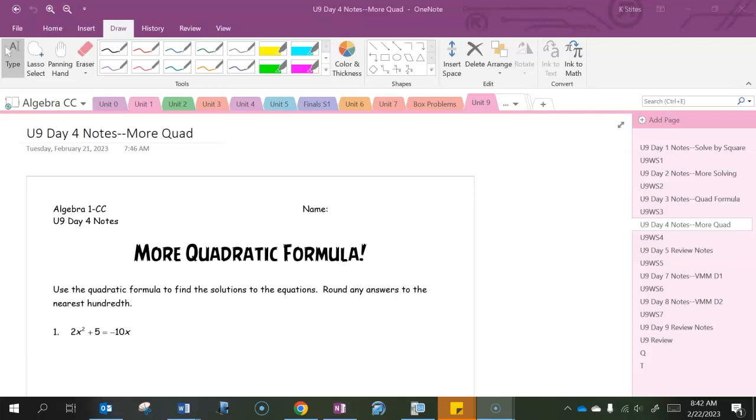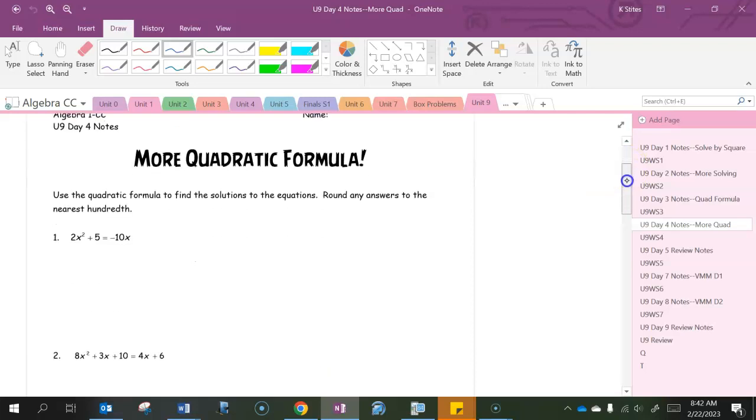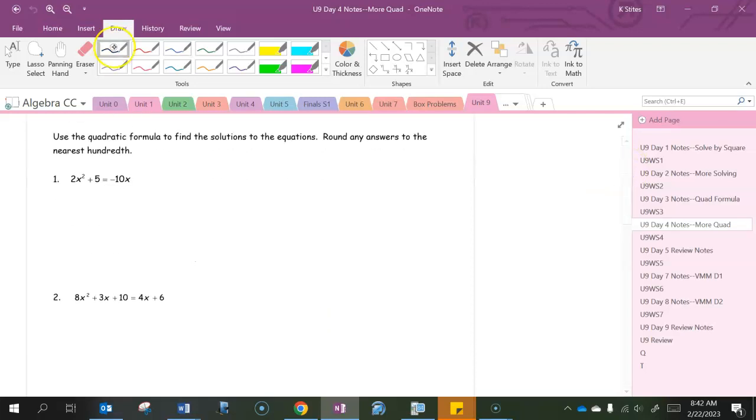Hello, Algebra 1. Today we will be practicing some more quadratic formula. So let's go ahead and put our quadratic formula off to the side. It's x equals opposite b plus or minus square root of b squared minus 4ac all over 2a. And we're going to go ahead and start with number 1 here.